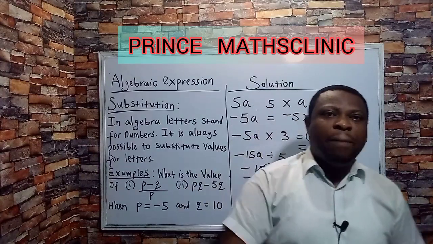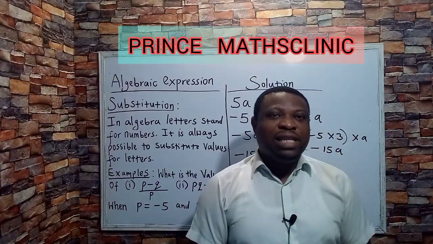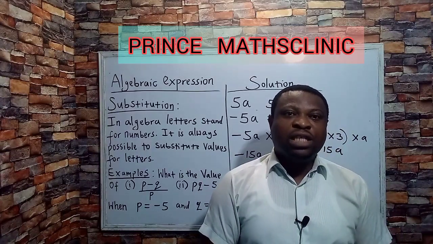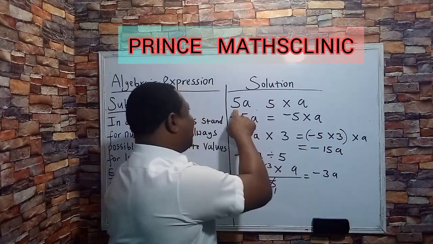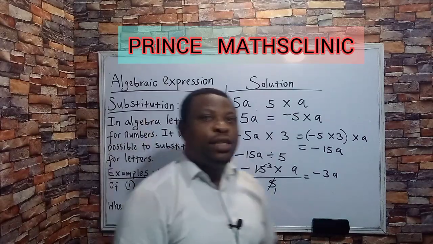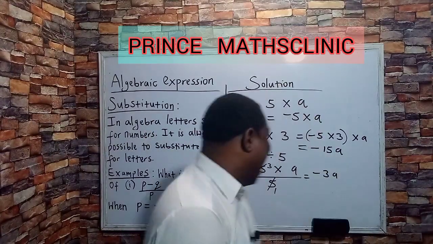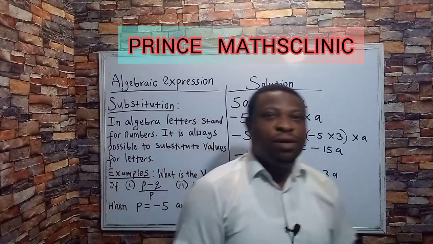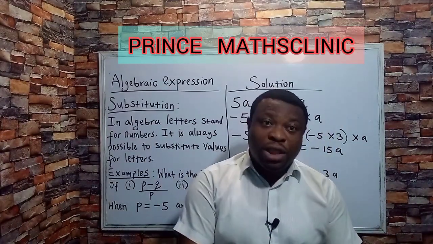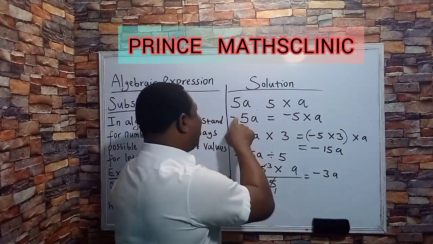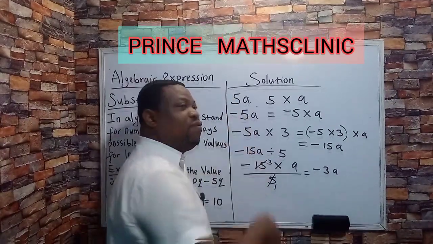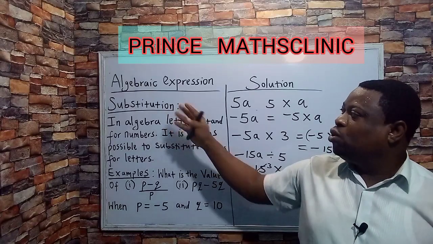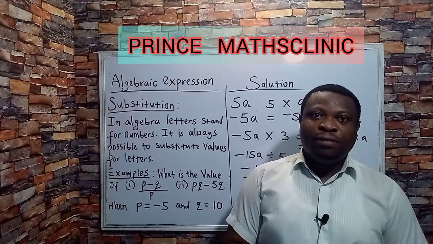And the interesting thing about algebra is that it can be whole, meaning it can be a whole number like this, or it could be fractional, like what we have here. It could be fractional, right? It could also be a positive number like this, or a negative number. Let's talk about the area of substitution in algebra, right?